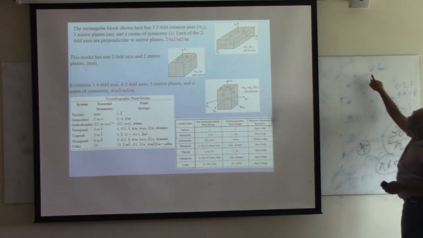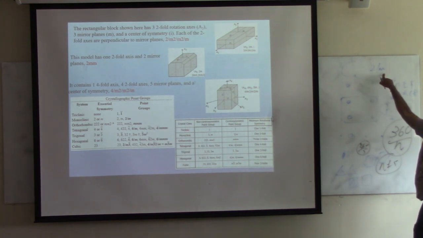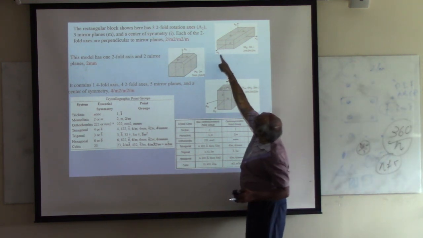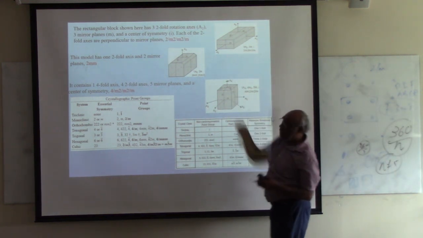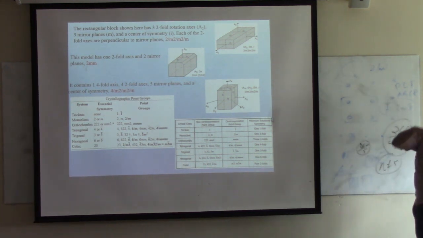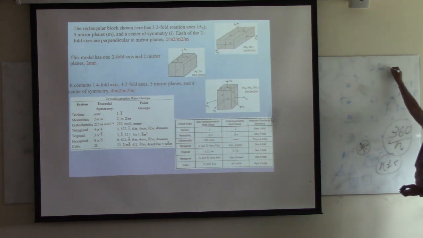2/m means a two-fold symmetry axis that is perpendicular to a mirror plane. You can see it, right? If you take this one that is perpendicular to that mirror plane, that's why this slash comes here. Is that clear? This is the axis that is perpendicular to this mirror plane. That's what this slash means. You have 2 or 3 of them, right?